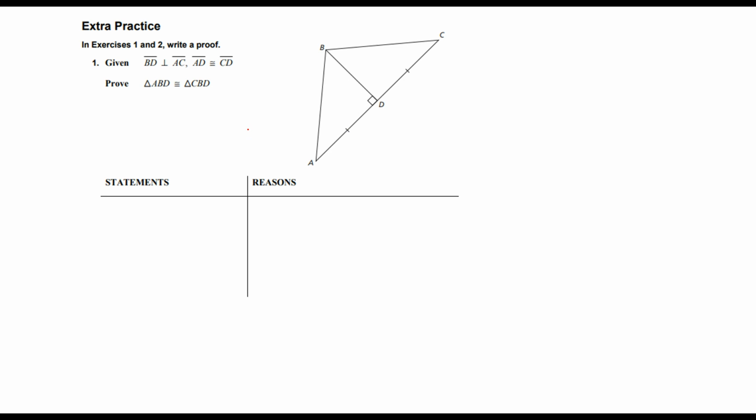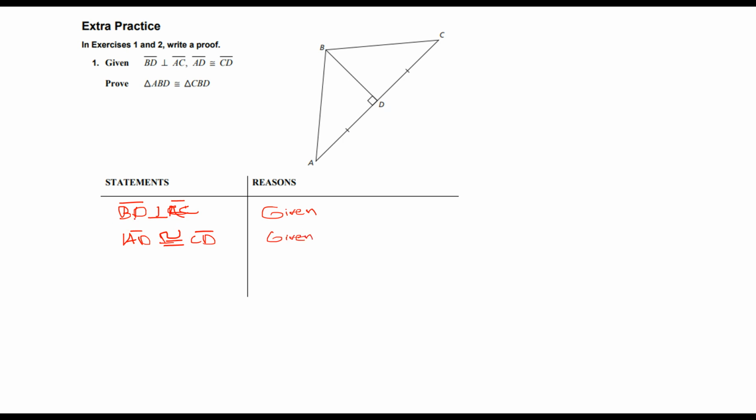All right, so I'm going to jump into it. First, I'm going to state my givens. BD perpendicular to AC. And that is given. Next, I know that AD is congruent with CD. And how do I know that? That was also given to me.